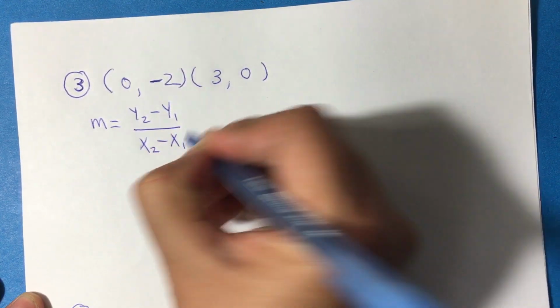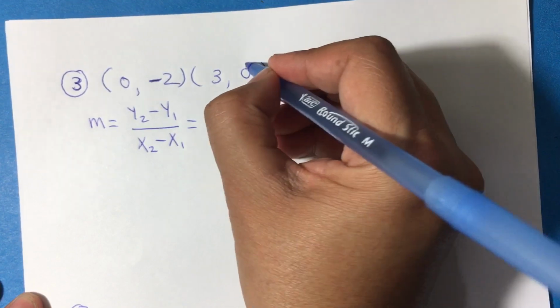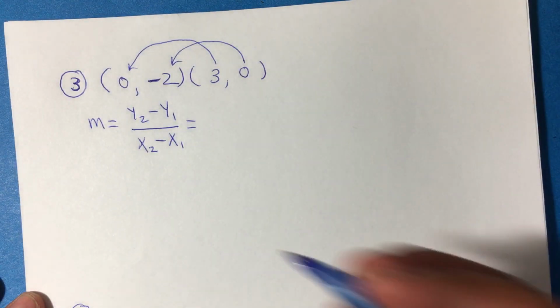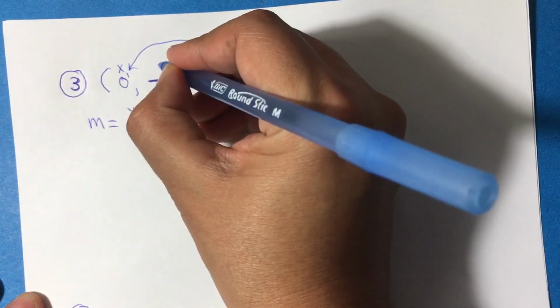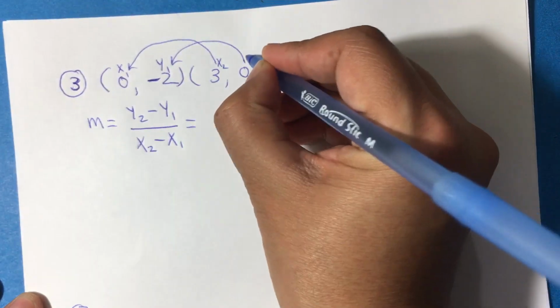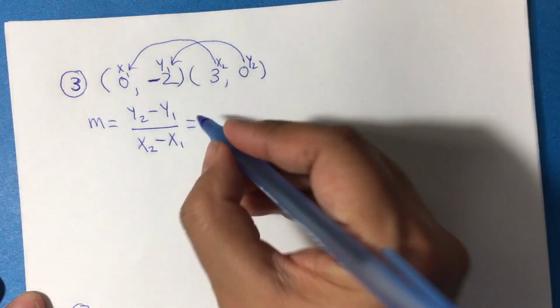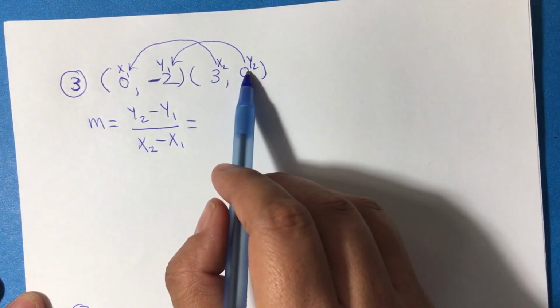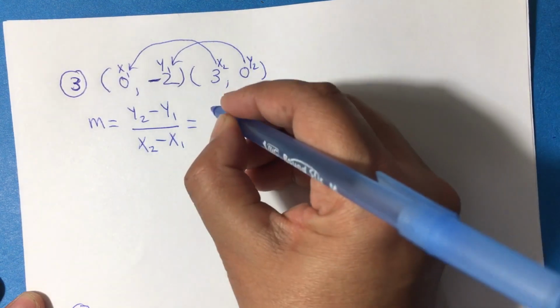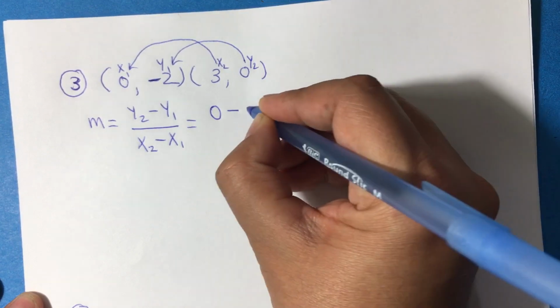x2 minus x1. So it's like that. Now, if you need to see, just write it: x1, y1, because it's point 1, x2, y2, because it's point 2. And then you just start with y2, 0, minus, from the formula, y1, which is -2. So 0 minus -2.